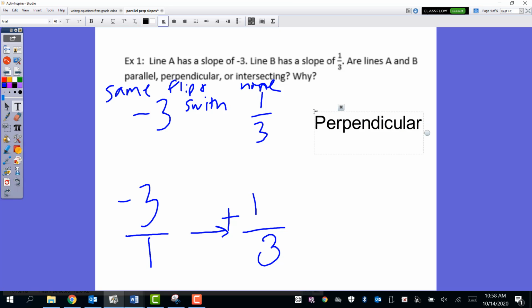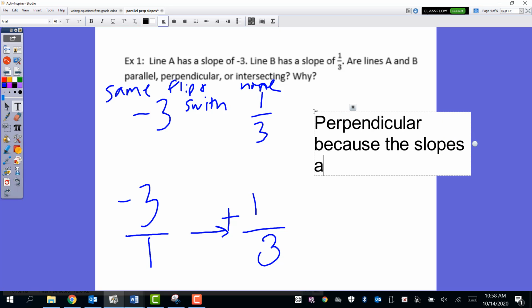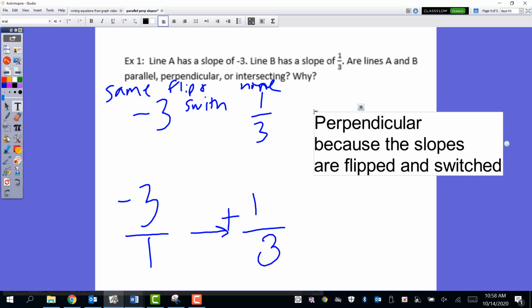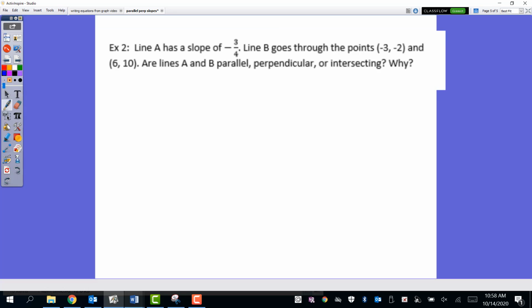And it also said why. You're going to write because the slopes are flipped and switched. Okay? That's how you tell. I just look at the slopes. Let's look at the last one.